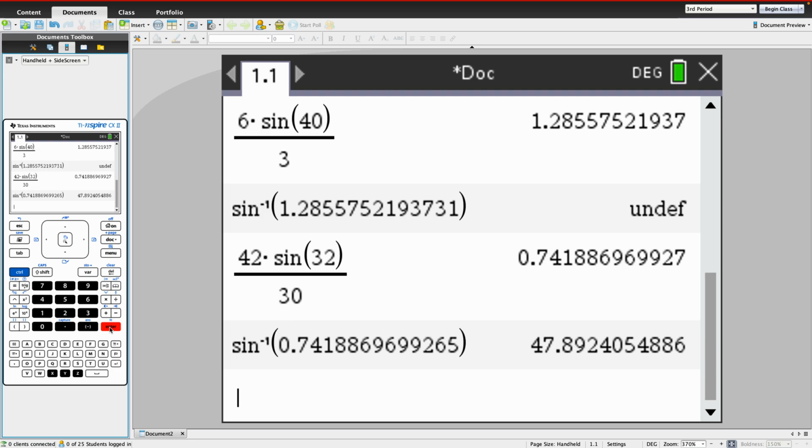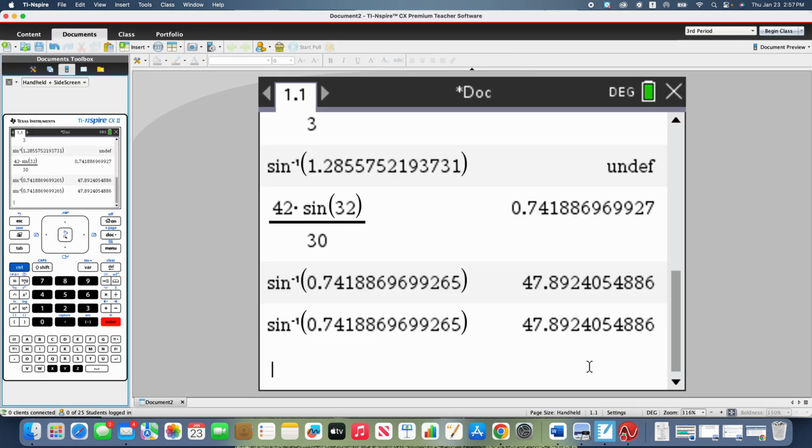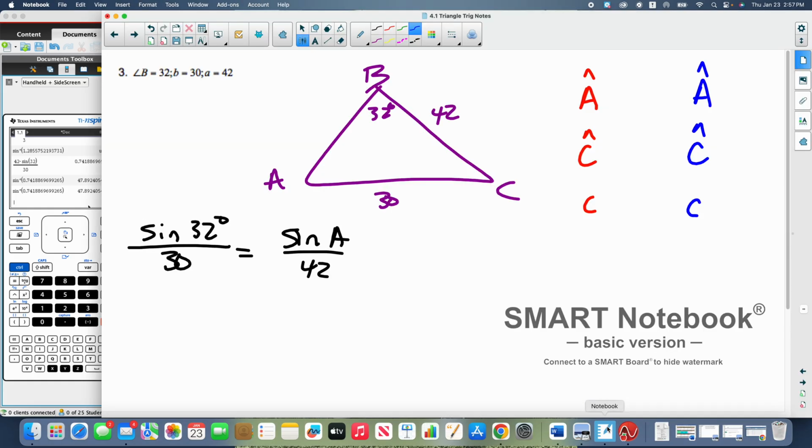So the angle that's missing for A is 48. Everybody okay with that? It's technically 47.9, but a lot of times they'll say round to the nearest whole number on A. So 48. So that being said, let's go back over here. When we did that, angle A is 48.